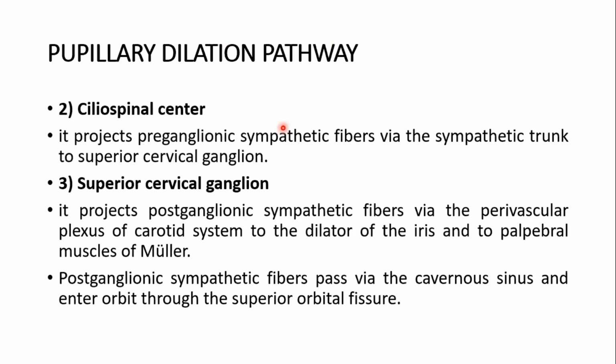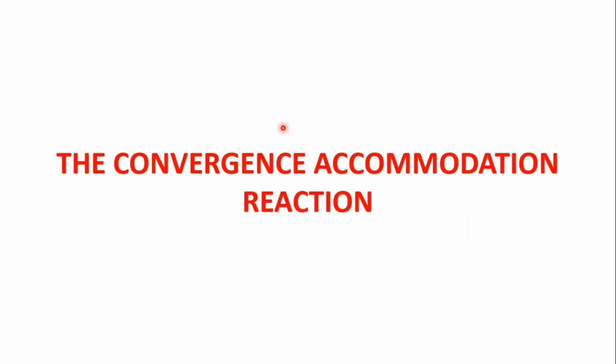Number two in the pupillary dilation pathway is the ciliospinal center. Of course, it projects preganglionic sympathetic fibers via the sympathetic trunk to the superior cervical ganglion. Number three in this pupillary dilation pathway is the superior cervical ganglion, which projects postganglionic sympathetic fibers via the perivascular plexus of the carotid system to the dilator of the iris and to the palpebral muscle of Müller. Postganglionic sympathetic fibers pass via the cavernous sinus and enter the orbit through the superior orbital fissure.